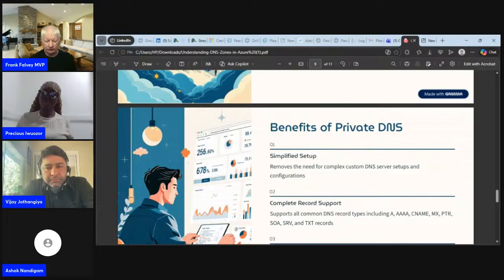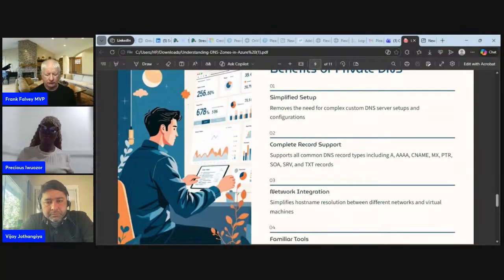Now, these are the benefits of private DNS zone. It simplifies setup, with complete record support. All the records that a DNS zone offers are also available in private DNS zone. You have the A record that maps hostname to IPv4, and the AAAA record that maps hostname to IPv6. You have the canonical name, which is the CNAME, and the MX and the rest of them.